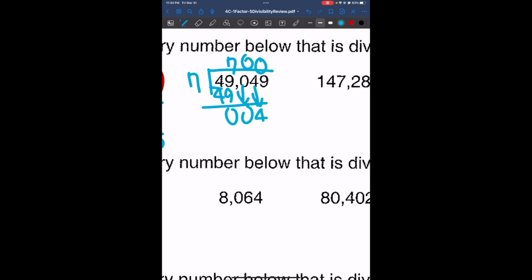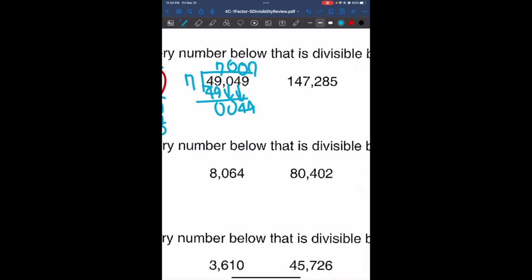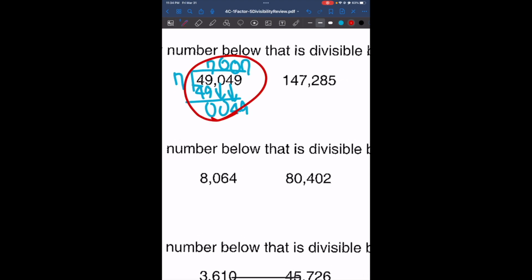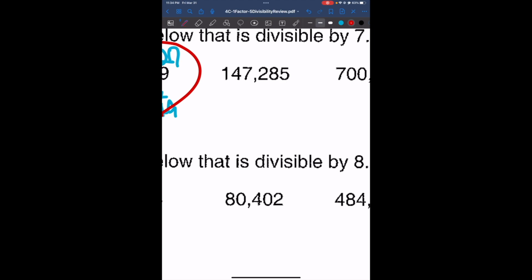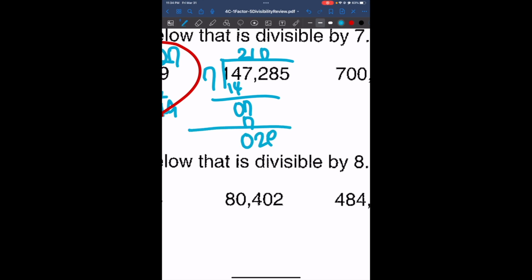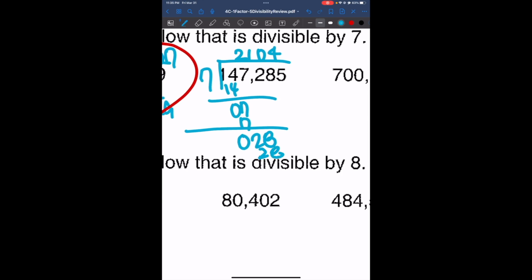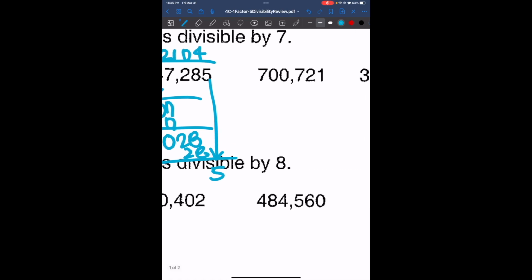And on the 4, it's going to be 7,007. So it is divisible by 7. And then for 147,285, if we try to divide it by 7, we have 5 as a remainder, so it's not divisible by 7.